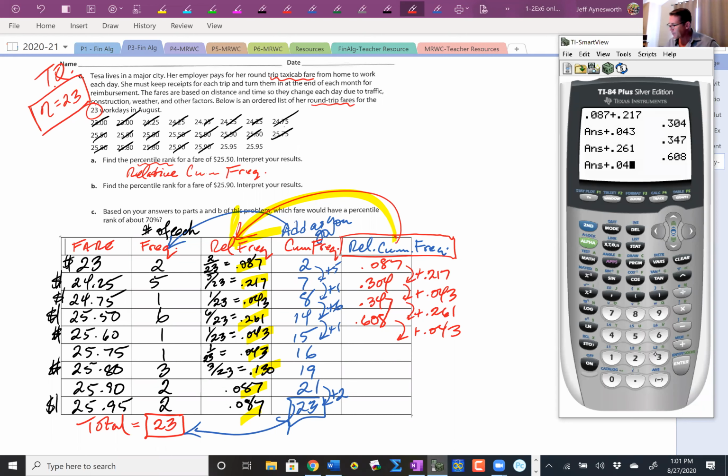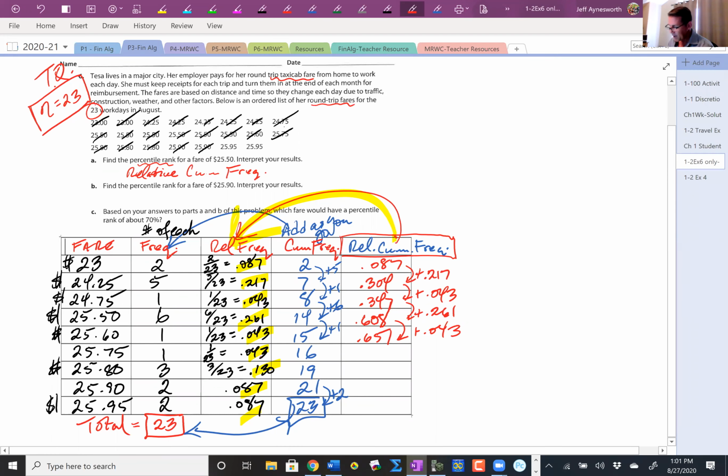What are you getting? Let me know when you're ready, Damien. I got 0.651. Okay, I agree with that. So we got 0.651. Now the next frequency is the same, so we have to add another 0.043.